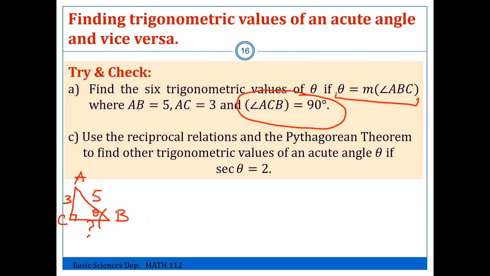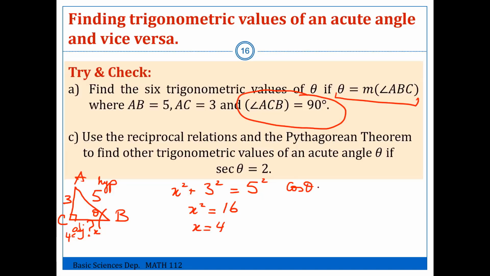So here which side is unknown? The adjacent, adjacent for theta. It's still unknown, it's x. So x square plus 3 square equals 5 square. This is the hypotenuse. Then x square equals 25 minus 9, 16. So x equals 4. So now we know the adjacent, so we have the three sides.